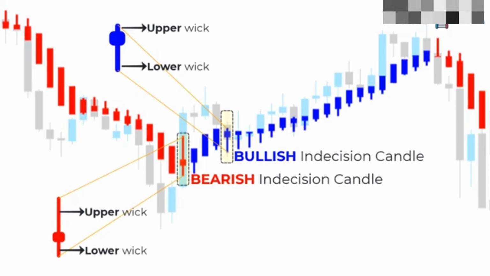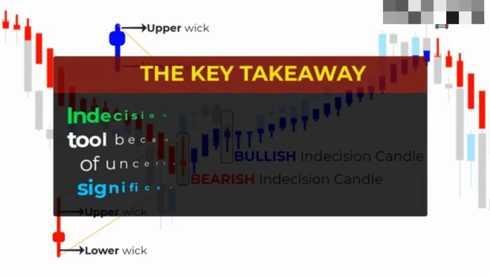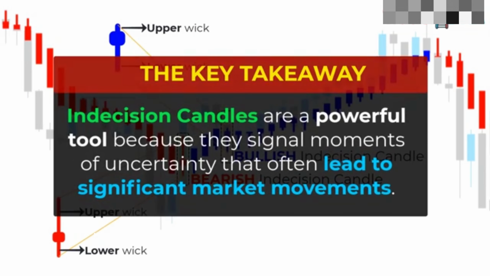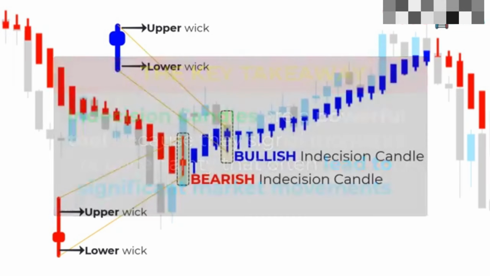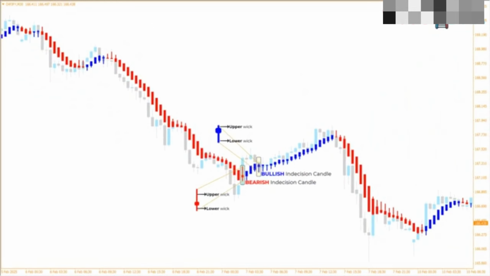The concept is the same, but in this case the market has a bearish bias. So what's the key takeaway? Indecision candles are a powerful tool because they signal moments of uncertainty that often lead to significant market movements. When one appears, the market is essentially at a crossroads. Will it continue the current trend, or is a major reversal about to happen? Recognizing these signals allows traders to prepare for potential trend shifts before they fully develop.